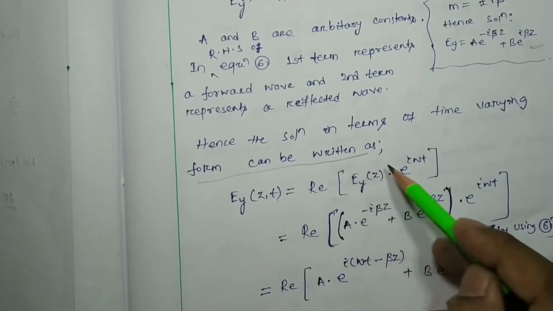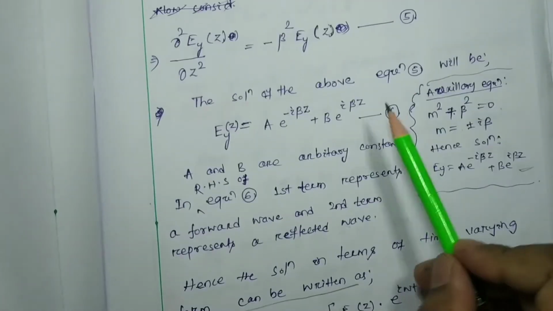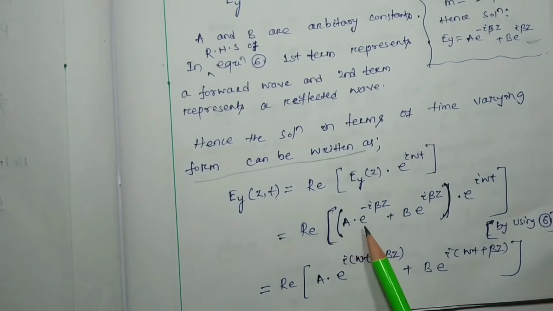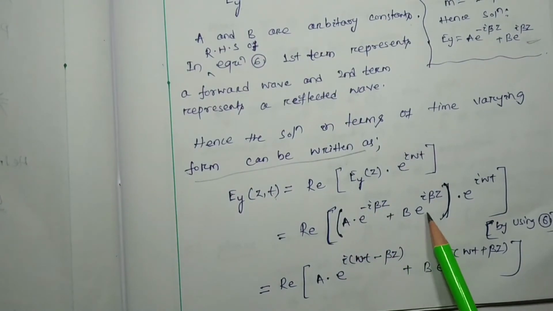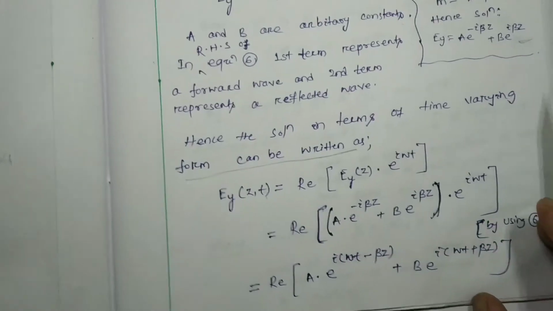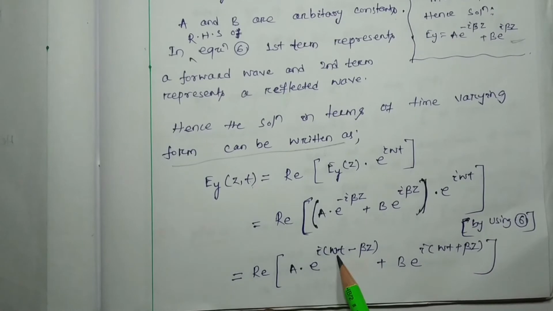We have to just substitute the Ey(z) value from your equation number 6 here, then we can find the real part of a into e to the minus i beta z plus b e to the i beta z, into e to the i omega t. So it can be written as the real part of a into e to the i omega t minus beta z plus b into e to the i omega t plus beta z.